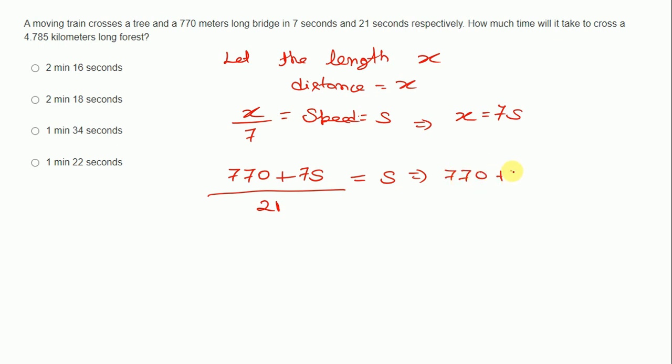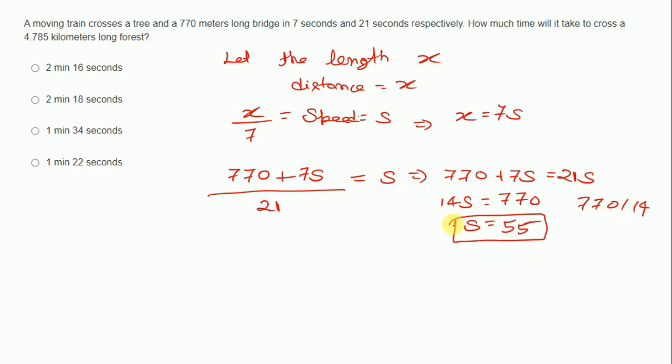So from here we can solve it. 770 plus 7s is equal to 21s, and now we have to subtract 7s from 21s. It will be equal to 14s equal to 770. So the speed of the train will be equal to 770 divided by 14, and 14 into 5 is equal to 70, 7 remaining, and it will be equal to 55.